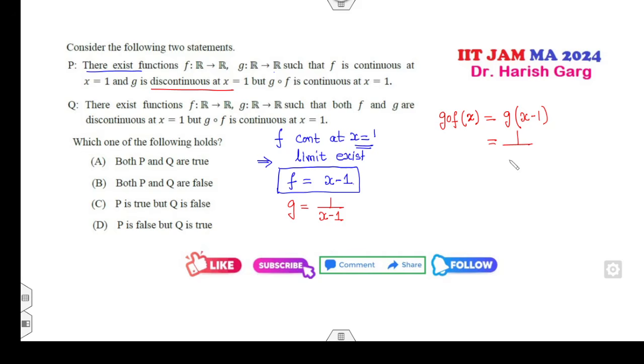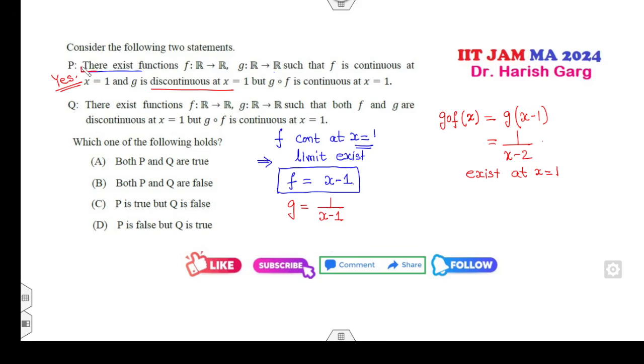What is the g of x minus 1? It is 1 over x minus 2. Sorry, 1 over x minus 2. And clearly the limit exists at x equal to 1. So yes, the P statement is true.